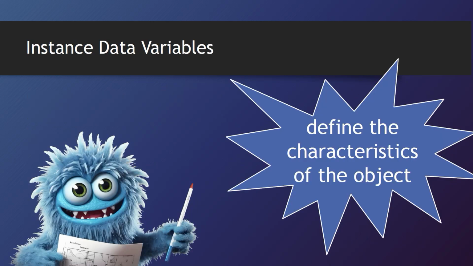Your instance data variables represent the characteristics or attributes of your object. You'll also hear these called fields, data members, or instance variables. Each object will have its own set of these variables. Instance data variables are declared inside of the class, but outside of any method. Follow naming conventions for your instance data variables. They should be lower camel case without underscores, and they should have descriptive names.